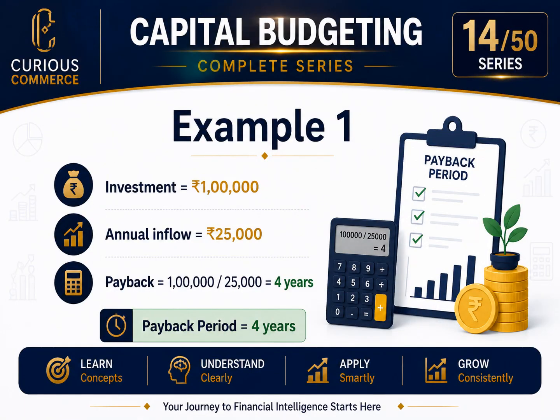Now, let us solve one simple example where the cash inflow is even in nature. The total investment is 1 lakh rupees. Annual cash inflow is 25,000 rupees. The question is, what is the payback period of the project? Students, first identify whether the cash flow is even or uneven in nature. It is even in nature, with 25,000 as the cash inflow every year.